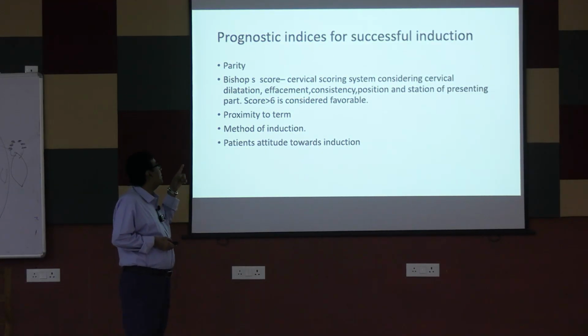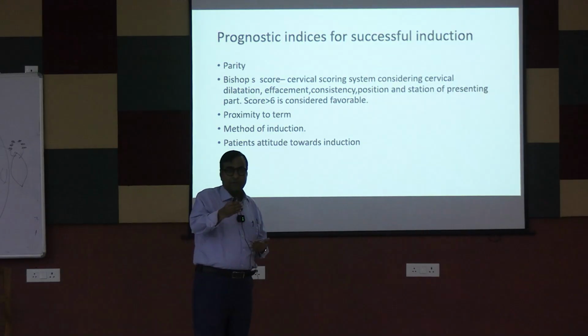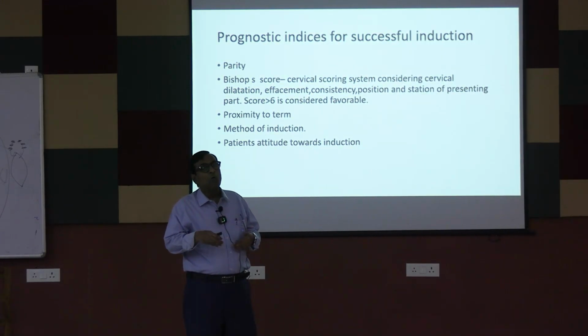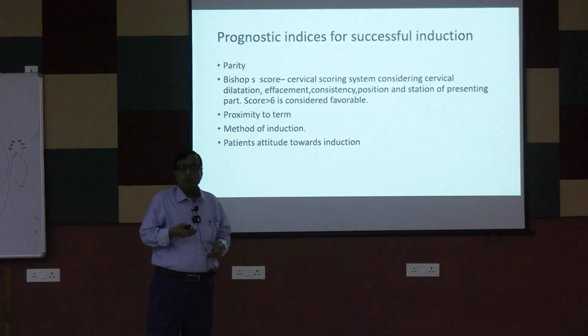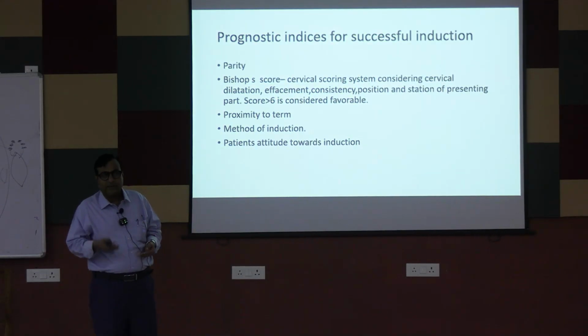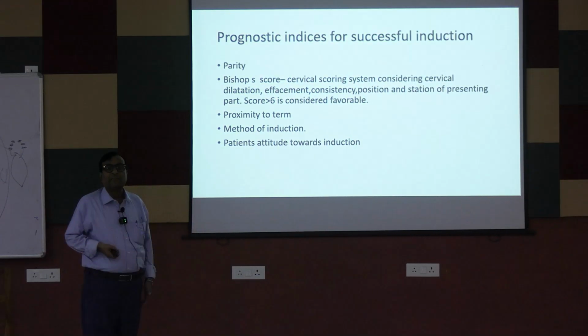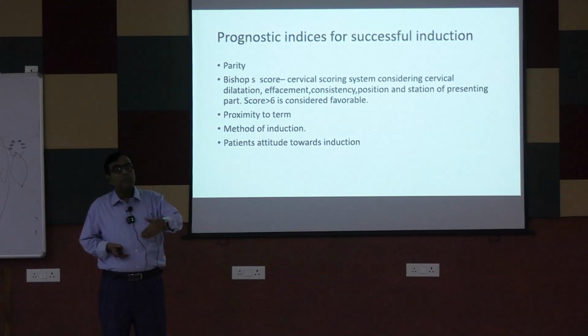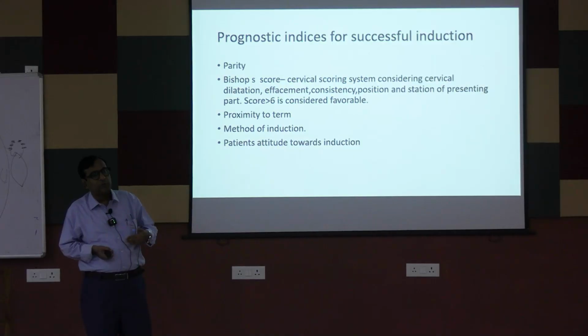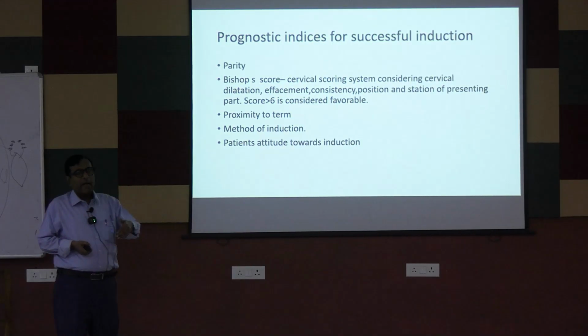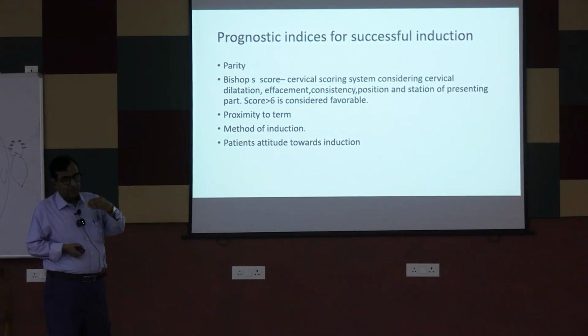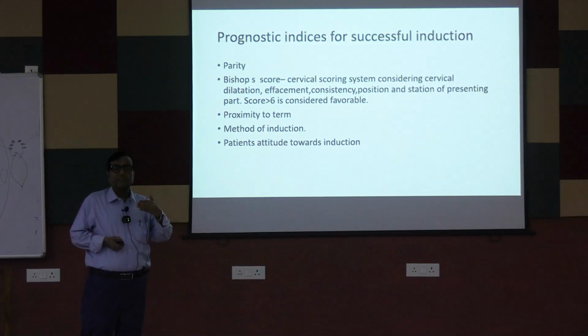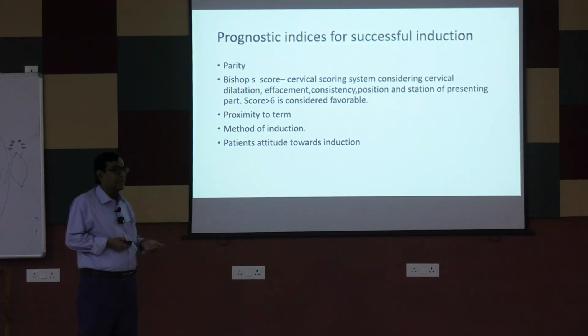Number 2, proximity to term. The nearer to term you induce, the more the success rate. If you induce a patient at 38 weeks versus a patient at 32 weeks, the chance of success is more with 38 weeks or 39. So the proximity to term is directly related to the success of induction.